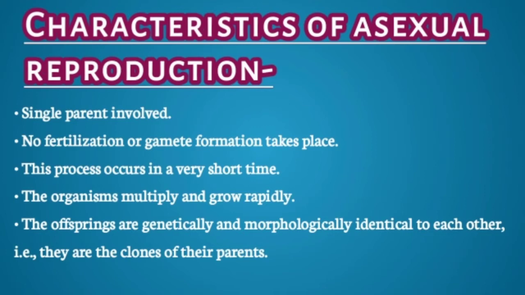This process occurs in a very short time. It means for asexual reproduction we do not need a longer period of time. We can complete it within a very short period of time. The organisms multiply and grow rapidly. Here multiply means the organisms increase in number, and grow rapidly means they can grow very fast.